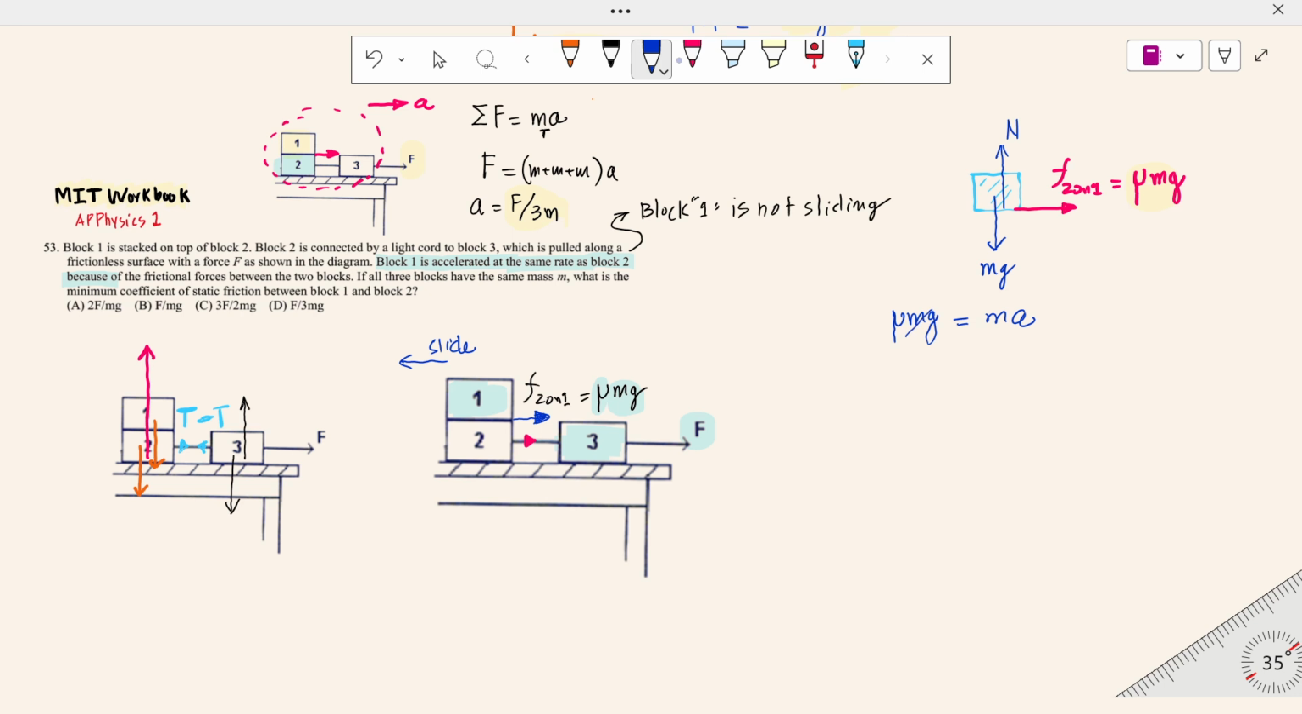You can cancel the mass, and mu finally will be equal to a over g. And what is the value of a? That is F over 3m. Hence, this is the minimum coefficient of friction that shows us the roughness of the surface. So that's why it should be F over 3mg, so it should be D.